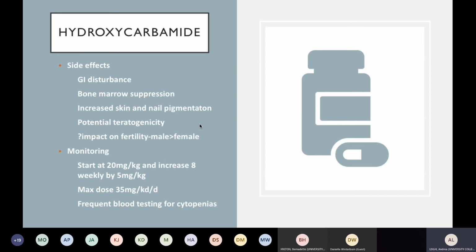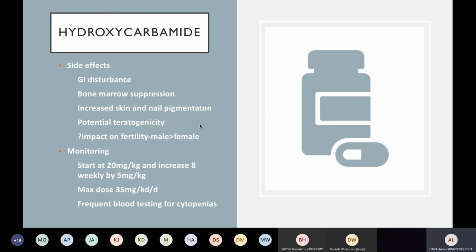There may be some GI disturbance as a side effect, but I have to say I incredibly rarely see that in children. It's generally very well tolerated. Bone marrow suppression, we do say. What I tend to see is those that get bone marrow suppression also seem to get very good both clinical and hematological response to the lower doses. So it just suggests that they're very sensitive to the drug, but it works well and may well work well in lower doses in them.